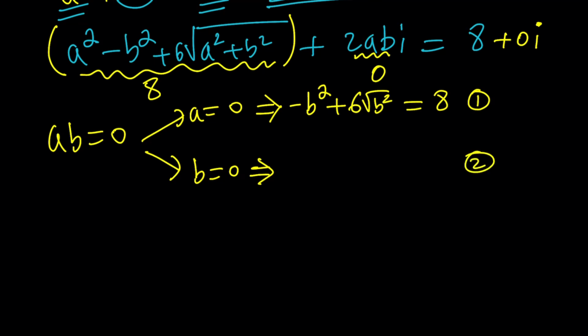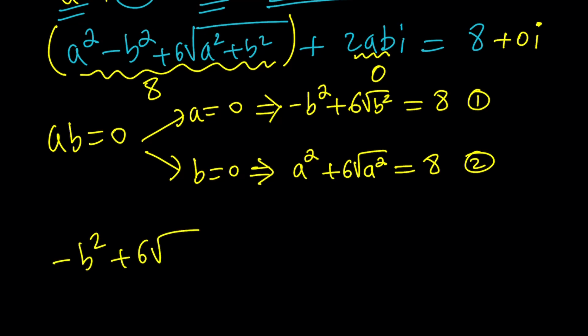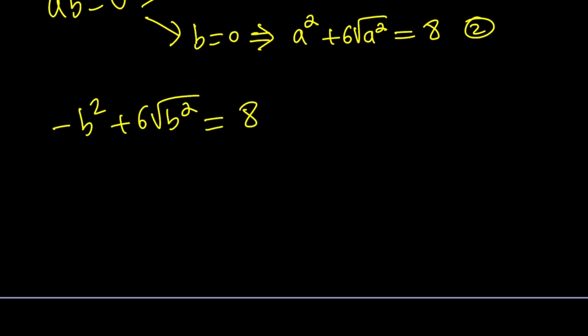If b is equal to 0, we're going to get a squared plus 6 times the square root of a squared equals 8. Just like the first one, we replace b with 0 everywhere. Make sense? So remember, a and b are real numbers, and each of these equations has a single variable, which means we can solve it easily, right? Let's check it out. First of all, since b is real, what does the square root of b squared mean? Well, if b is a real number, the square root of b squared can be written with the absolute value symbol, right? Because it could be plus or minus b. So the equation is negative b squared plus 6 times the absolute value of b equals 8.